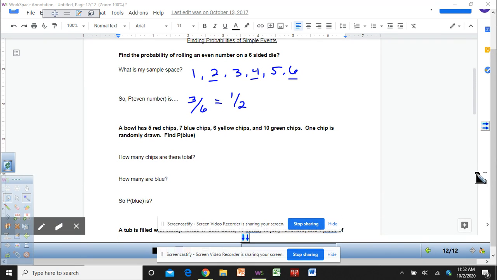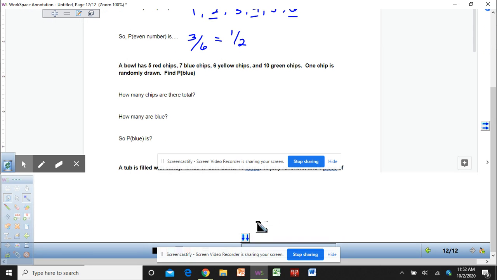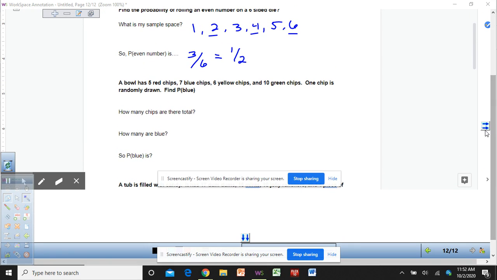Okay. Another one, bull has 5 red chips, 7 yellow chips, 7 blue chips, 6 yellow chips, and 10 green chips. 1 chip is randomly drawn. What's the probability it's blue? So there are 7 total blue chips. So how many are blue? 7. How many total? 12, 18, 28 total. So the probability of getting a blue is 7 out of 28, which we can simplify down to 1/4.